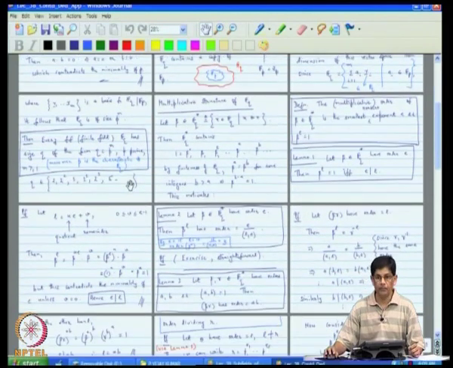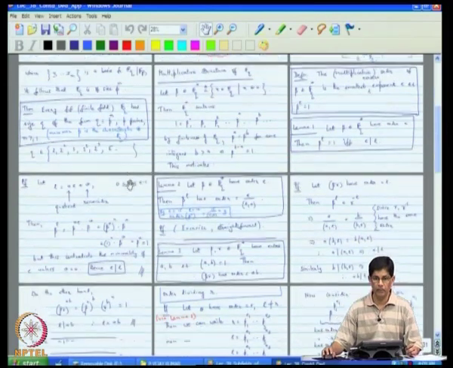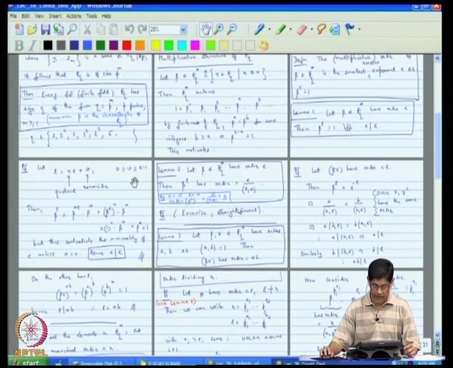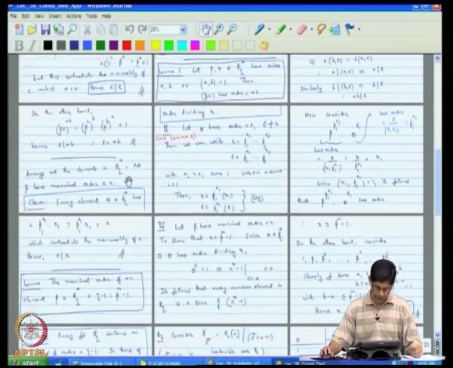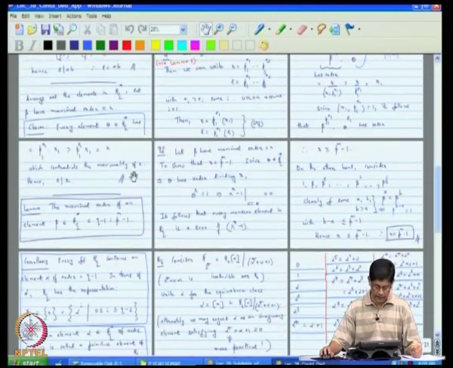After that, we moved on to the multiplicative structure of a finite field, and what we were able to show is that multiplicatively it has a very simple structure. All the non-zero elements are powers of a single element.